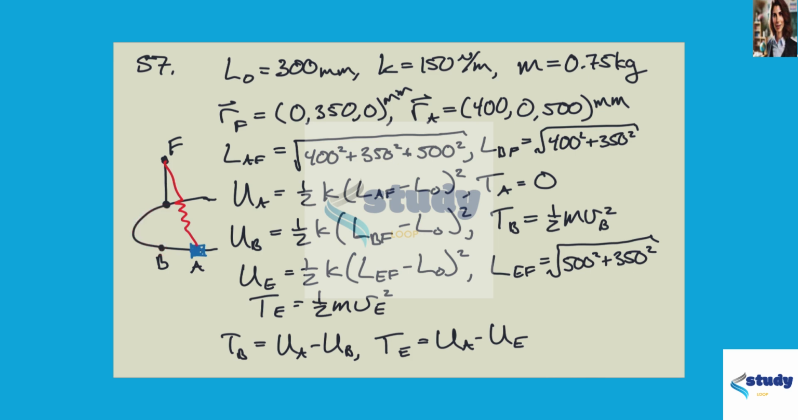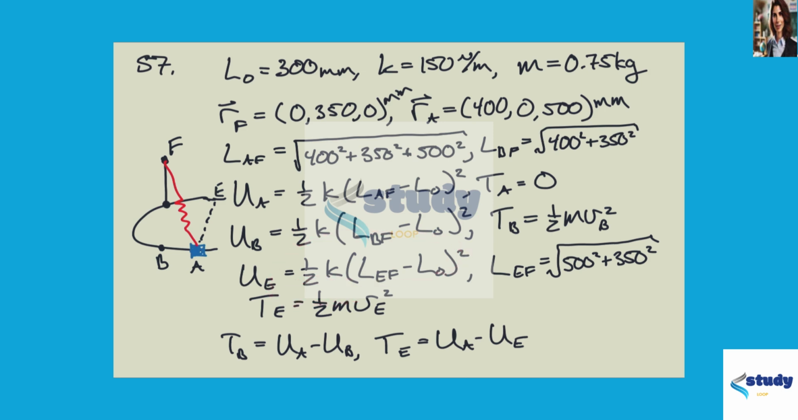we're asked to determine the speed at that point, and then also at point E, which is directly over from where the collar started. So at point B, we have again some spring energy, and we also have some kinetic energy. And at E, we have the same.